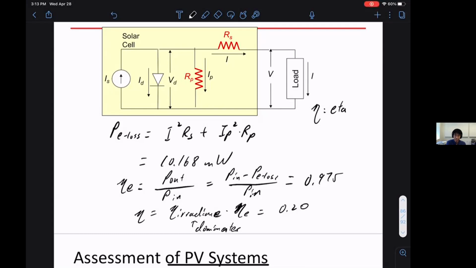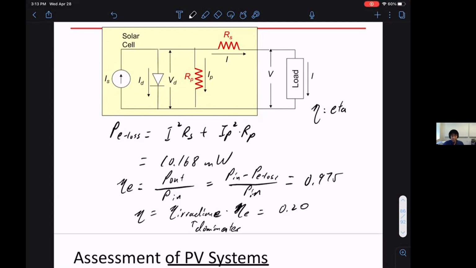And what does that stand for? Like the full name? Just overall efficiency. Eta. Overall efficiency. Okay. Yeah. Any other questions about this?